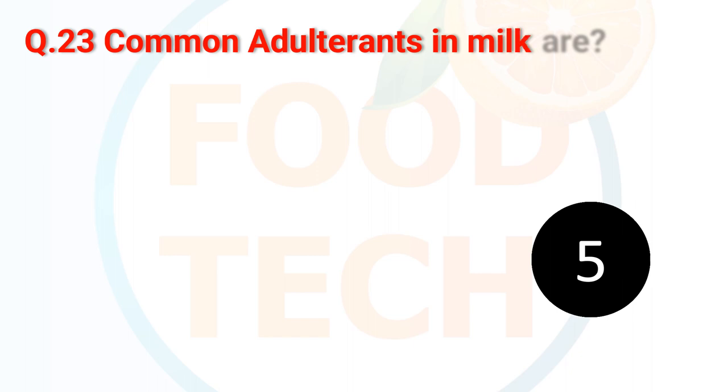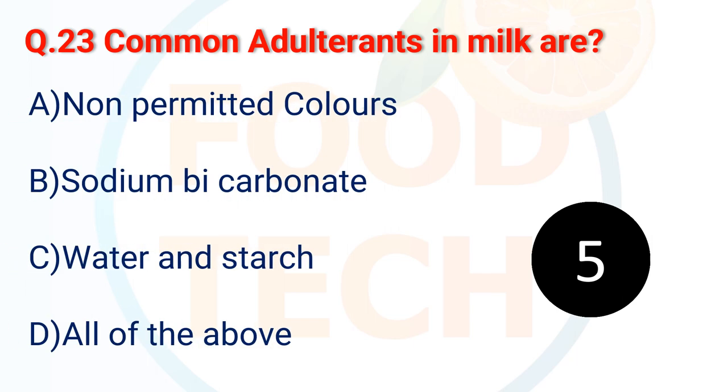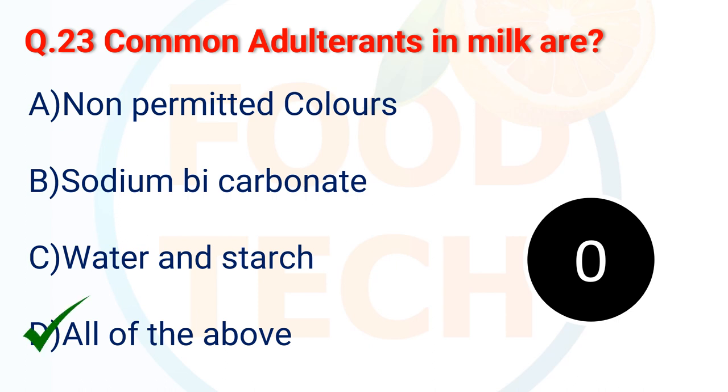Question 23. Common adulterants in milk are A. Non-permitted color. B. Sodium bicarbonate. C. Water and starch. D. All of the above. Answer is D. All of the above.